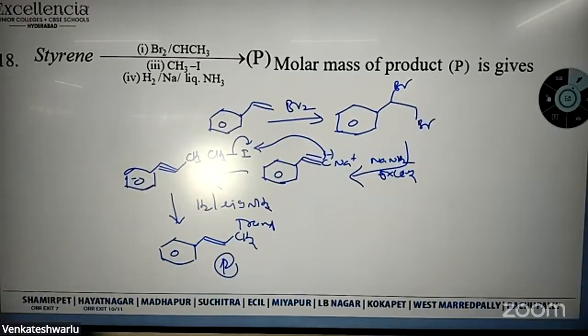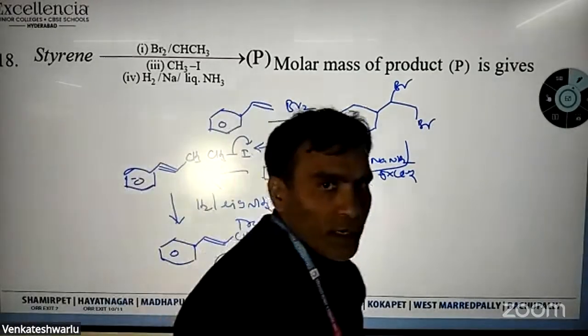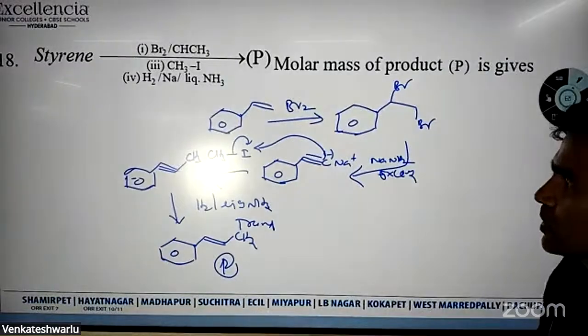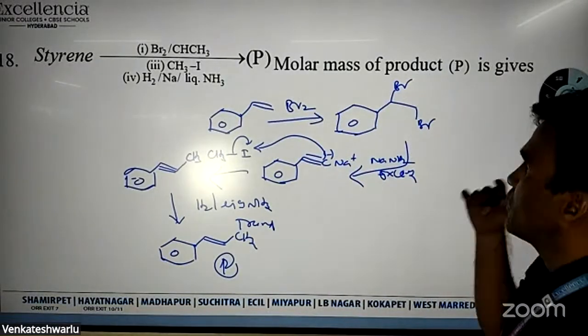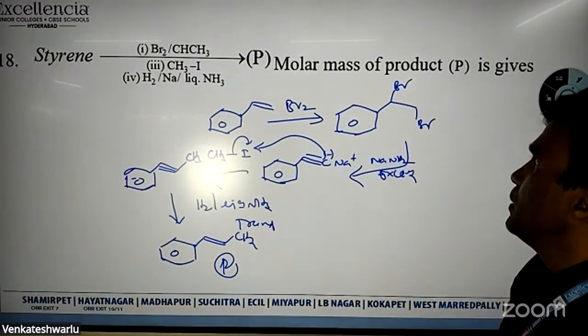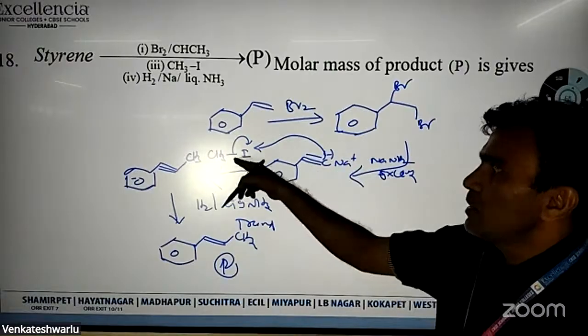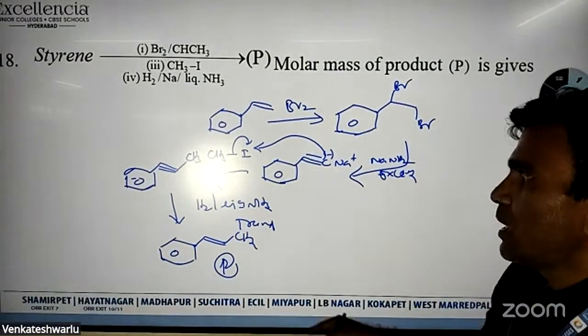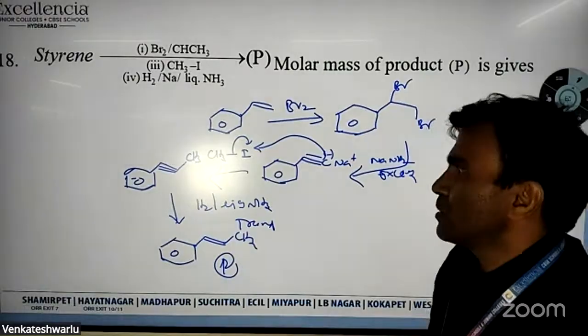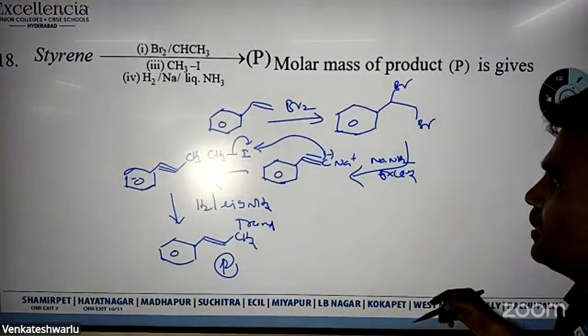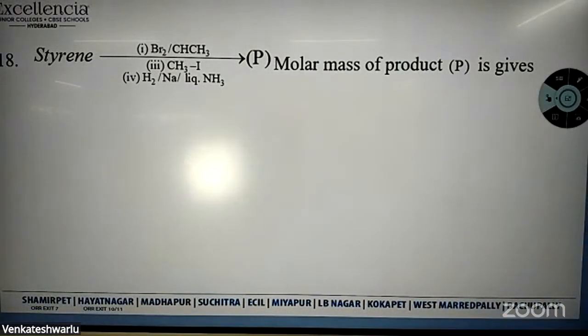Just calculate the molar mass of the P. How many carbons and how many hydrogen atoms, that we need to check. So the first one is halogenation. The second one is dehydrohalogenation, and the third one is a nucleophilic substitution. And finally, it is a reduction, partial reduction. It's a very easy question, but multi-concept.